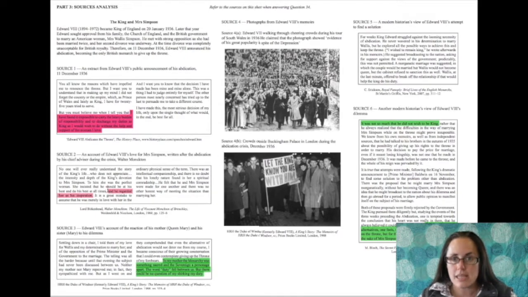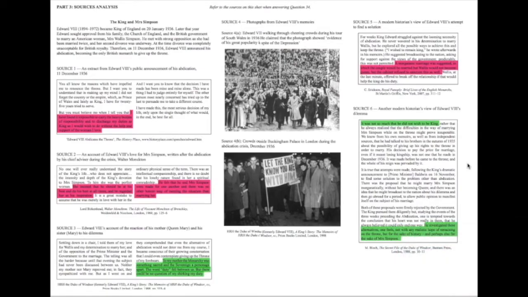So what you'll see in my highlighted bits on the screen at the moment is that in each source I've found different places where, first of all, I agree with the statement. If I have agreed with the statement, it's in green, and if I disagree with the statement, then it's in pink. So you can see how that stands out. You'll notice that every source is actually highlighted.